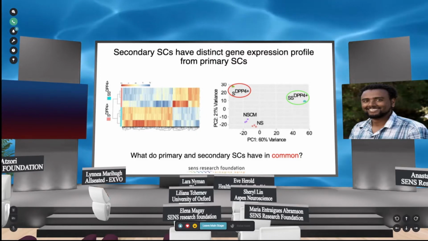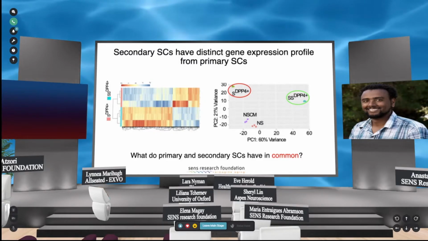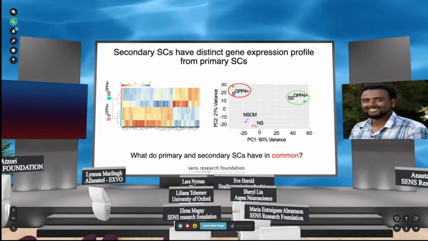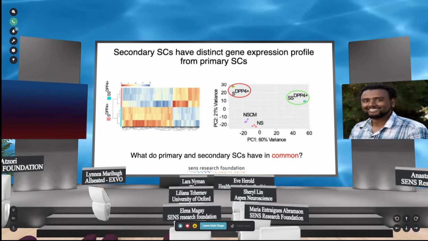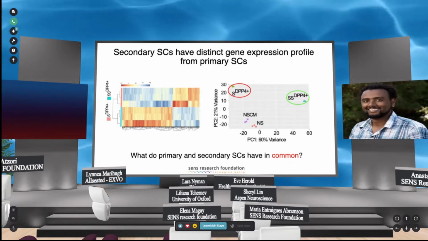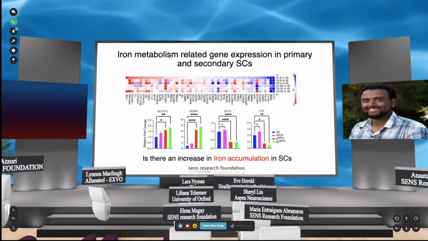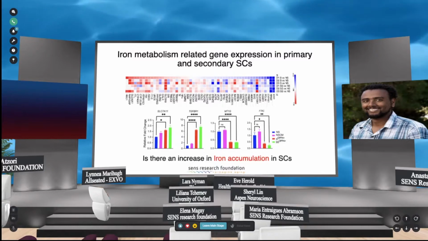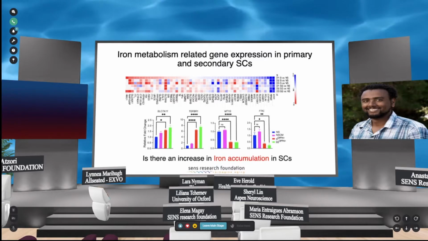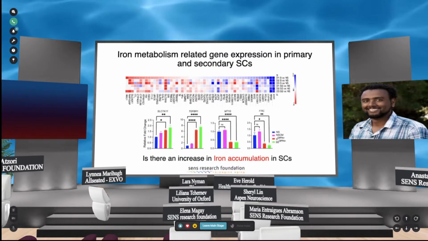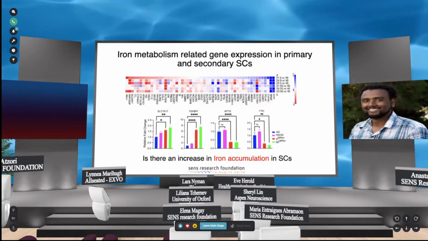One interesting point that we were much interested in was, even though we know that, generally looking at the gene expression profile, the primary and secondary senescent cells are different, we asked: do they have something in common? So we focused our analysis on the genes that are common to both primary and secondary senescent cells. And to our surprise, the top hits in both, when we look at the commonly expressed genes, were iron metabolism related genes.